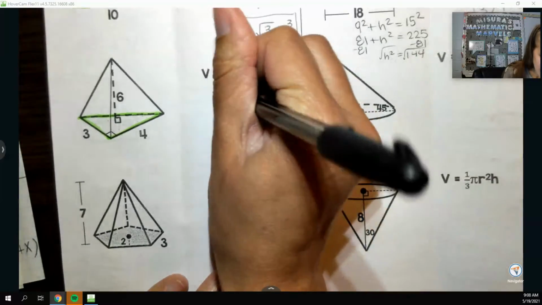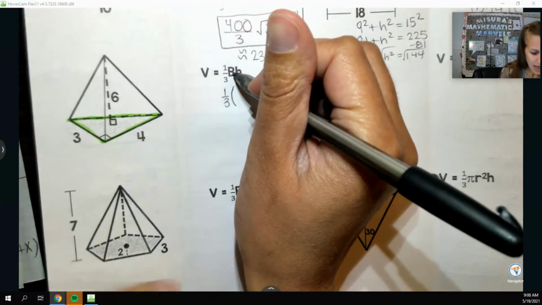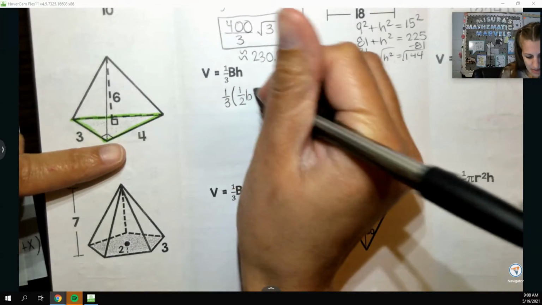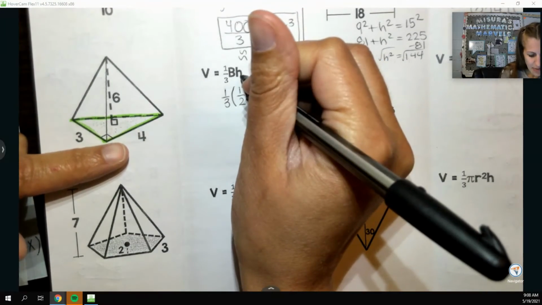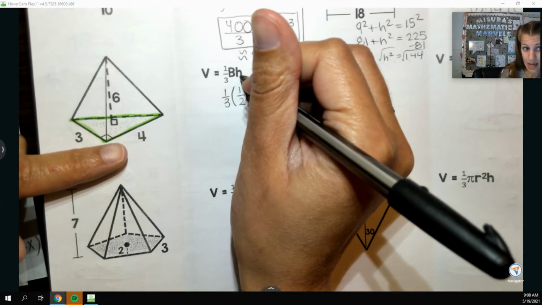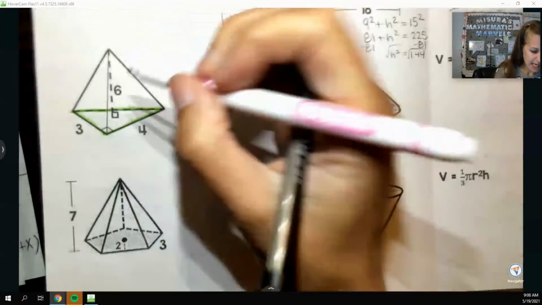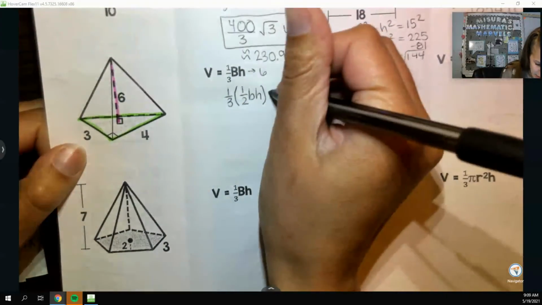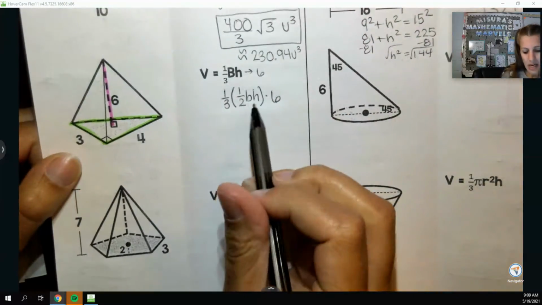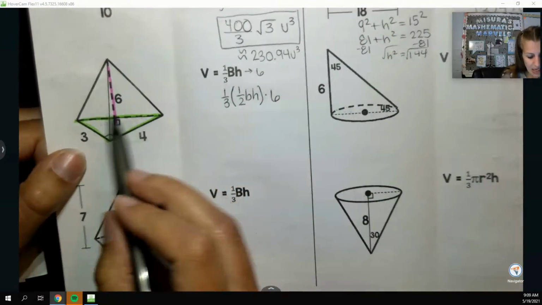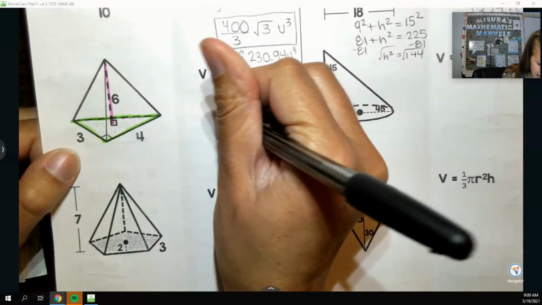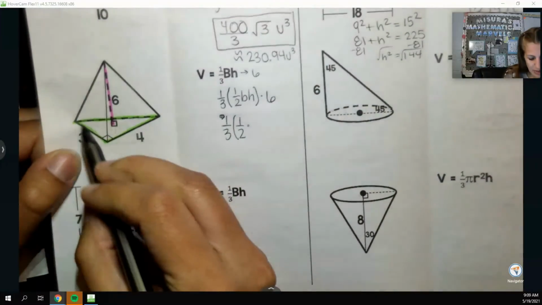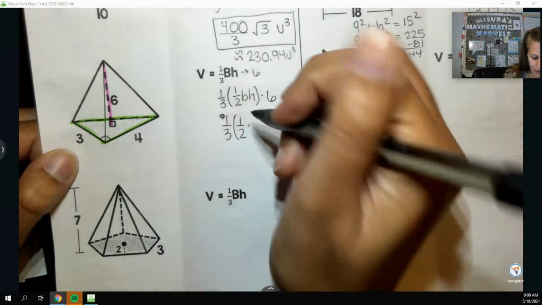So we'll do 1/3 area of the base. Now the base shape is a triangle, so the way I find the area of that is half base times height. Then times the height of the pyramid, which they're showing me is 6. So I'm going to plug that in right now because that's easy. It's 6. So going back to find the area of the base, because the base shape is this triangle here, we want to do half base times height, and the base and height of a triangle have to be the ones that make up the 90. So the 3 and the 4.